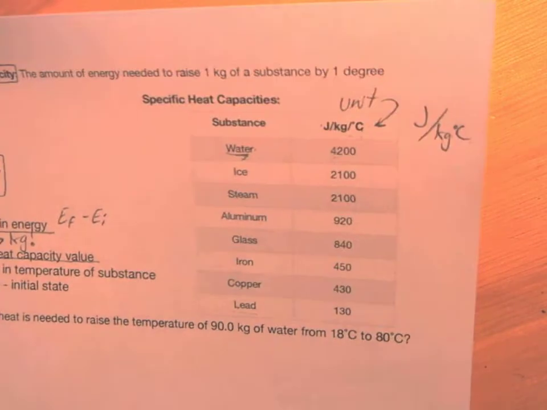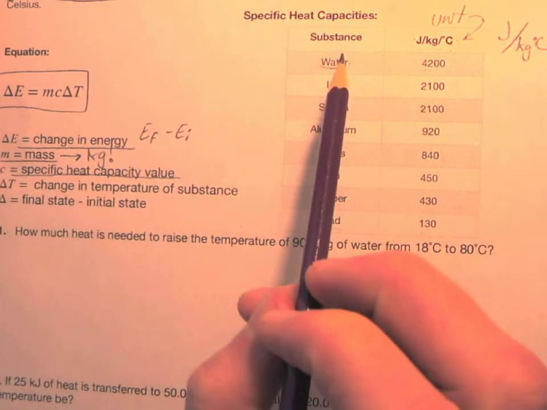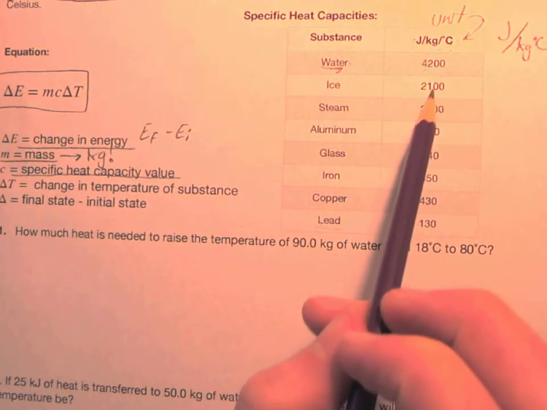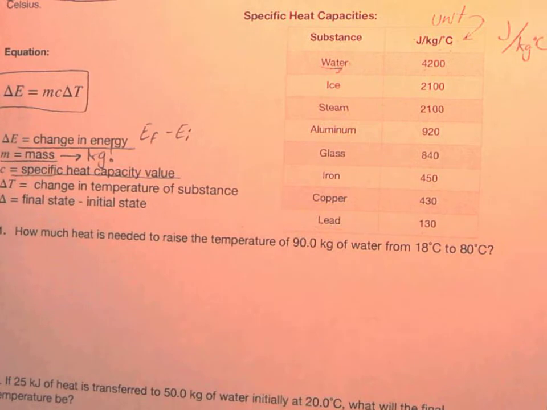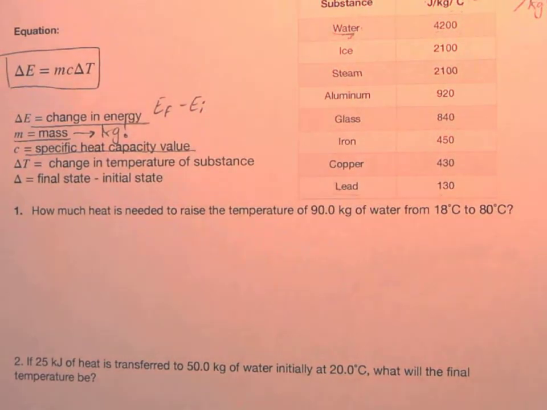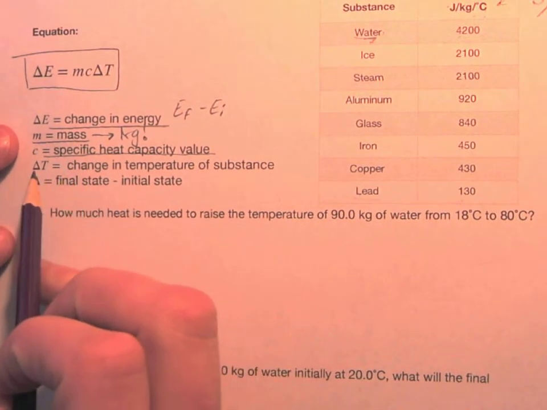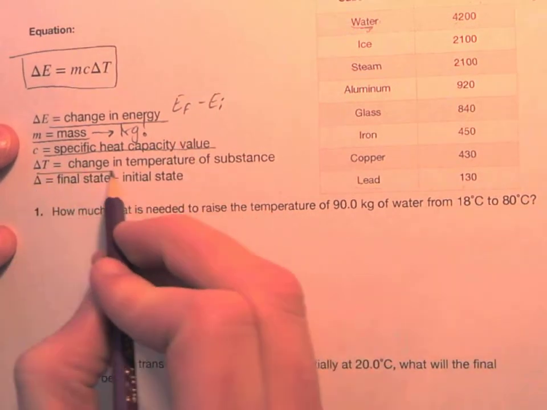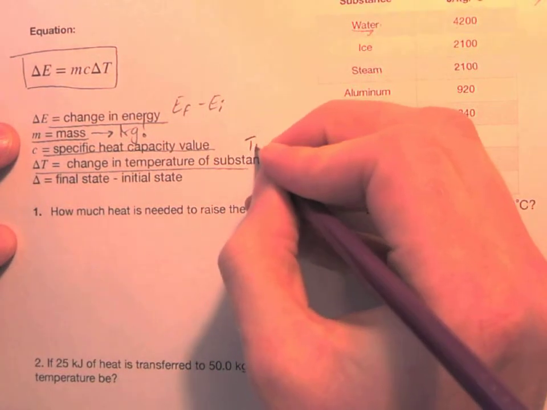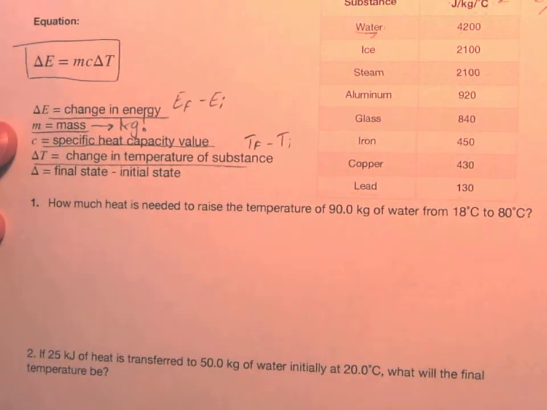So lead is very easy to heat up. It doesn't take a lot of energy. Water takes a crazy amount of energy, way more than everything else, to heat up. Okay, that's why it works as a really good coolant in your car, because it can take a lot of that energy and not heat up very much. The change in temperature, that's what that means. And it always is TF minus TI, your final temperature minus your initial temperature. That you use a lot.